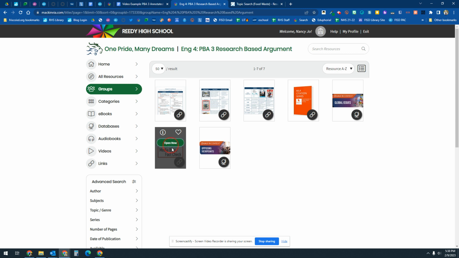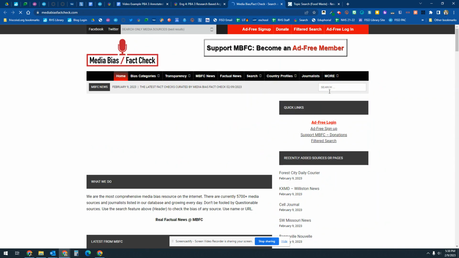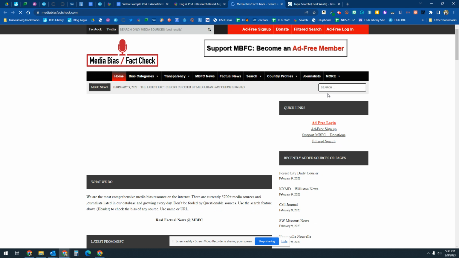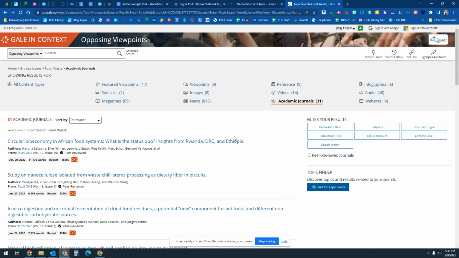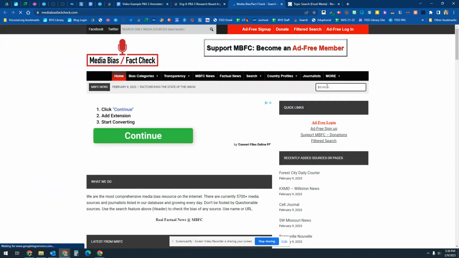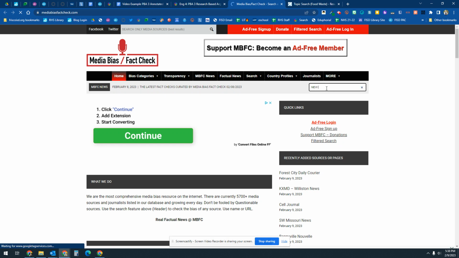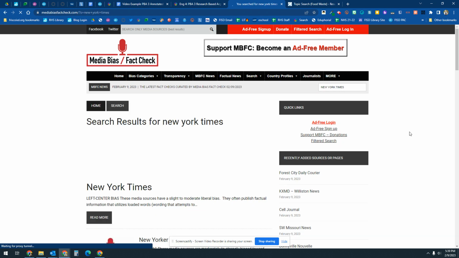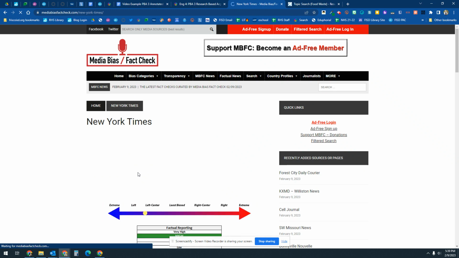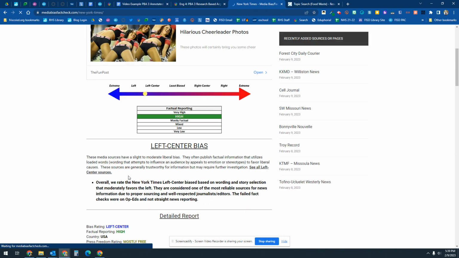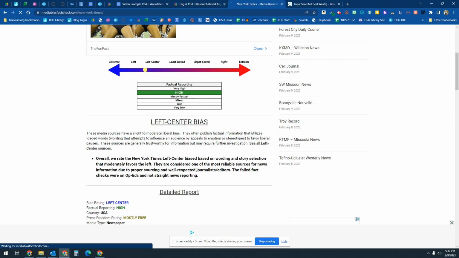Media Bias Fact Check. So this is a source that you are going to use, particularly when you are looking at news articles. Okay, so for instance, let's just take one for example. I'm going to put in here the New York Times. Okay, this is a very long-standing news source within the United States. So the New York Times, when we look it up in Media Bias Fact Check, so this is what you would do if you were using an article from the New York Times, you would look in here and you would look at, they have a left center bias.